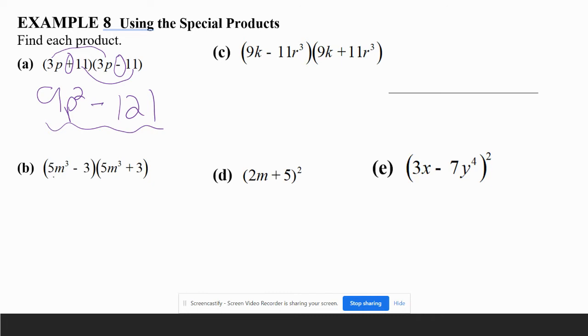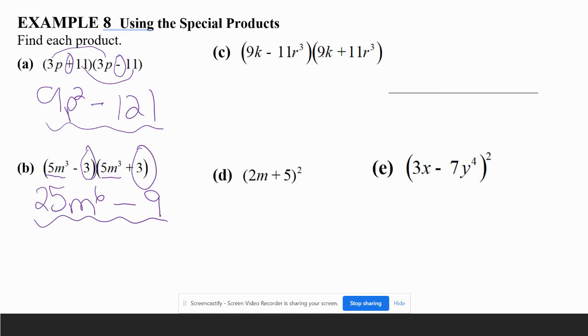Letter B, again, 5m cubed, 5m cubed, 3, 3, a plus and a minus. So this is again going to be a difference of squares. 5m cubed times 5m cubed is 25m to the 6th. 3 times 3 is 9, and it'll be subtraction because of a positive times a negative. And that would be my final answer.